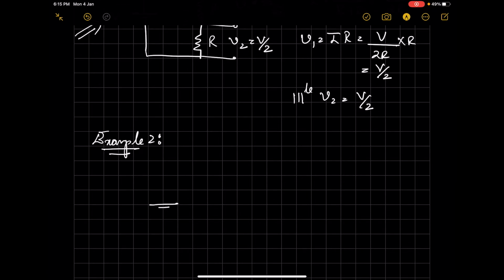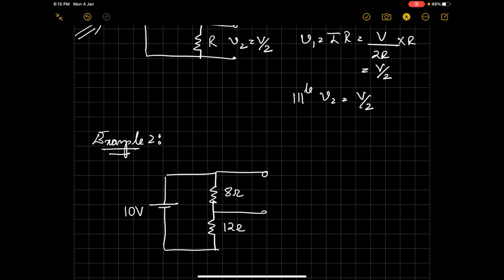Example 2. Let's take some numerical values to the voltage and resistances and try to solve them. Suppose you have a 10 volt voltage source and you have an 8 ohm resistance and a 12 ohm resistance, and we are asked to find the voltage across both the resistances, V1 and V2.